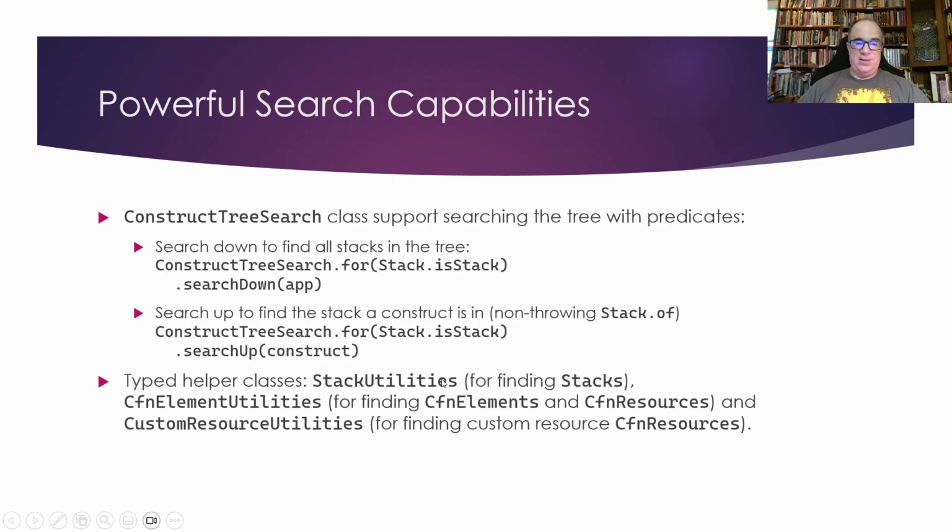I also have some typed helper classes in my CDK orchestration library. There's stack utilities for finding stacks, and there's CFN element utilities for finding CFN elements and CFN resources. And there are custom resource utilities for finding custom CFN resources. So I've just created these 3 helper classes to make it a little bit easier for you to find these types of elements, because I think they're ones that certainly I use a lot and I need to find in the construct tree quite a bit. So I created these utility classes, and they of course use construct tree search. And look, it's demo time.